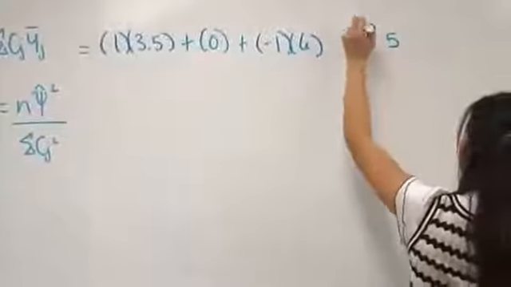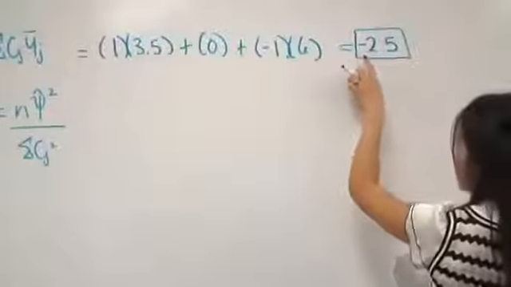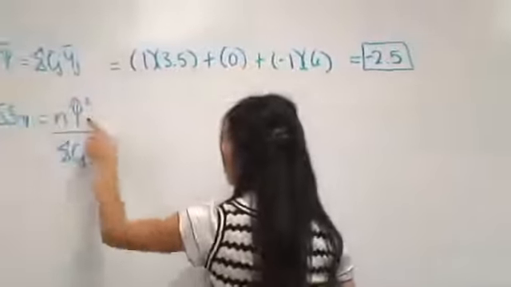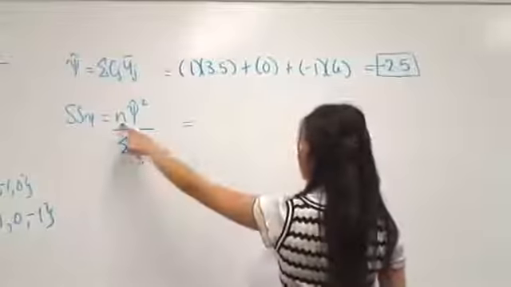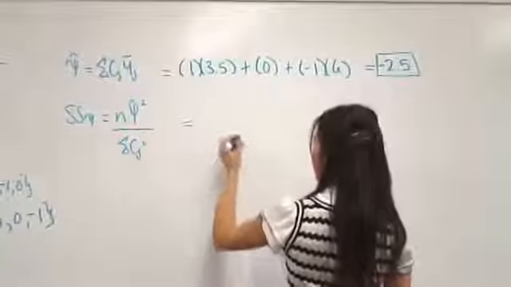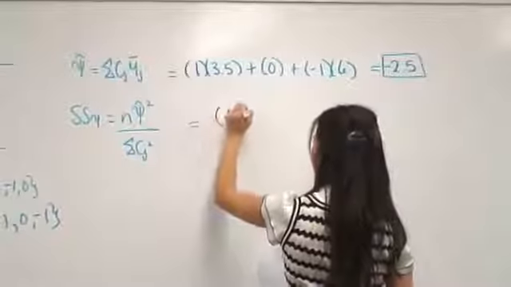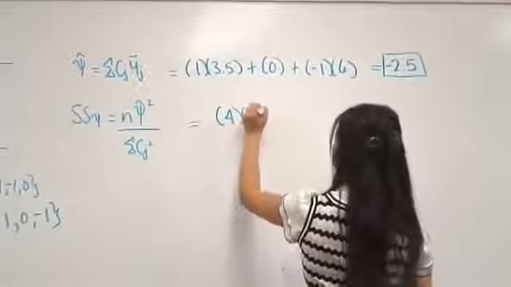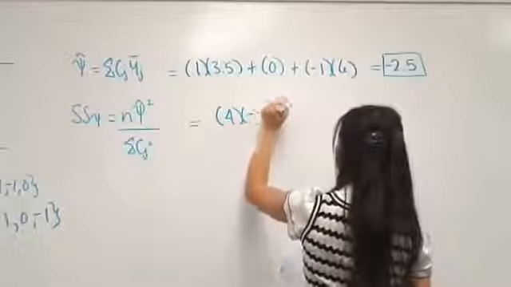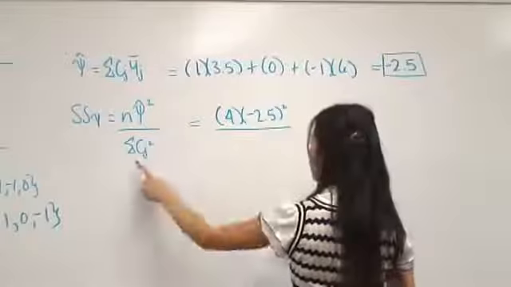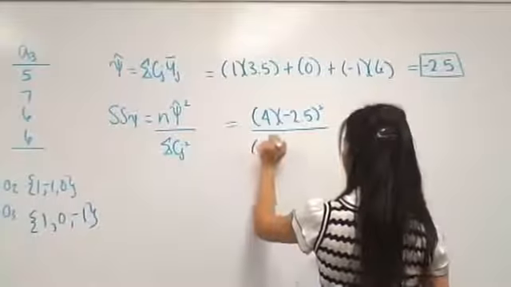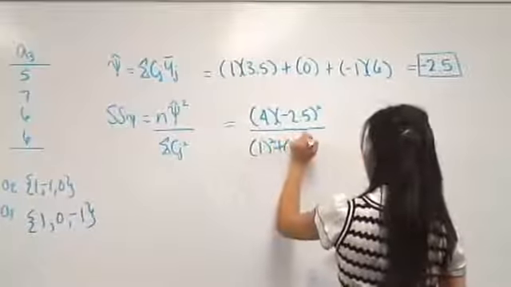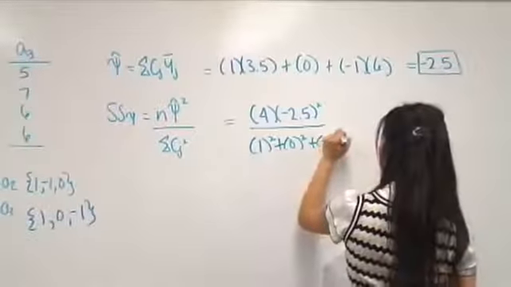I'm going to put this number, which is my psi, back into here to get my sum squared for this one. So n, again, is the number of subjects per group, which is 4. My psi is minus 2.5, and I'm going to square that. And then this is the sum of all my coefficients squared, so I've got 1 squared plus 0 squared plus minus 1 squared.